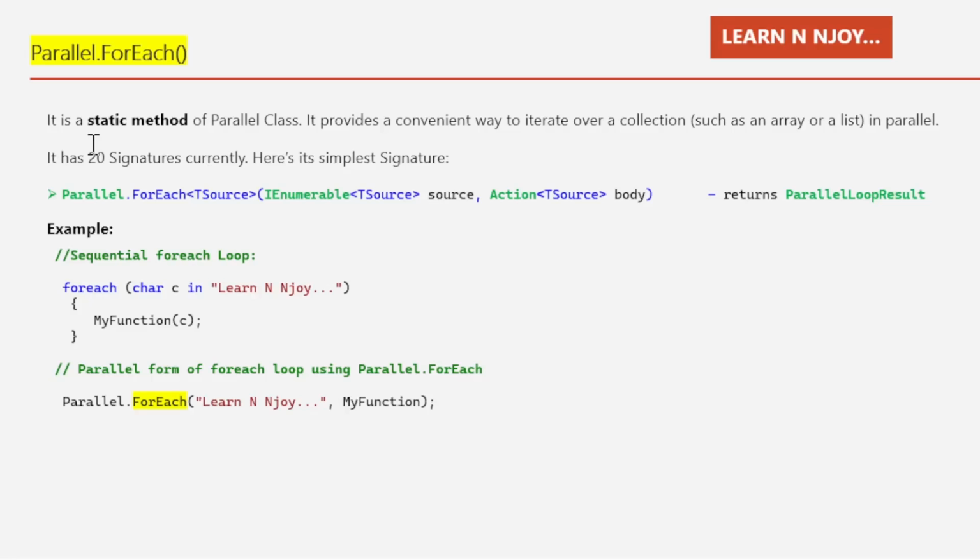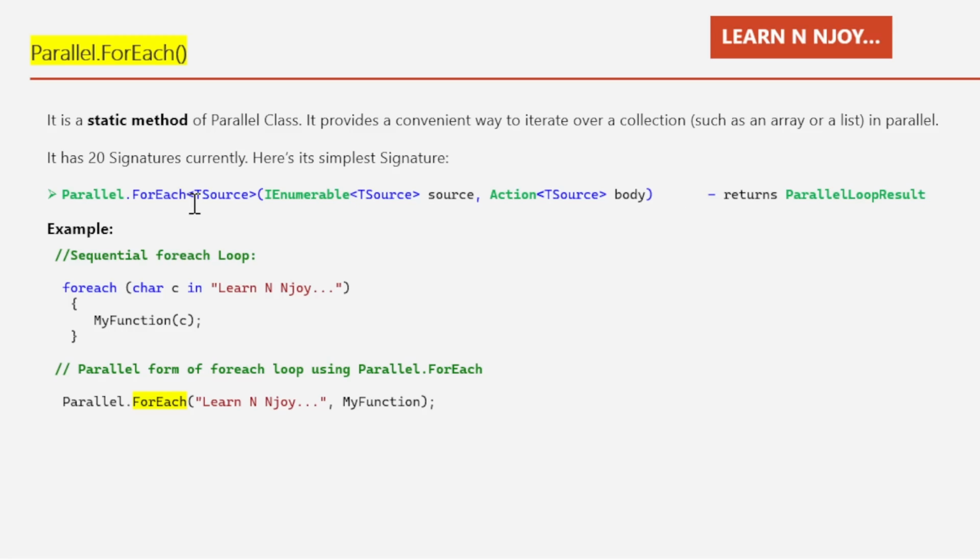Parallel.ForEach. Parallel.ForEach is also a static method of the Parallel class. It provides a convenient way to iterate over a collection such as an array or list in parallel. Currently, it has 20 signatures. Here is its simplest signature: Parallel.ForEach<TSource>(IEnumerable<TSource> source, Action<TSource> body) returns ParallelLoopResult.